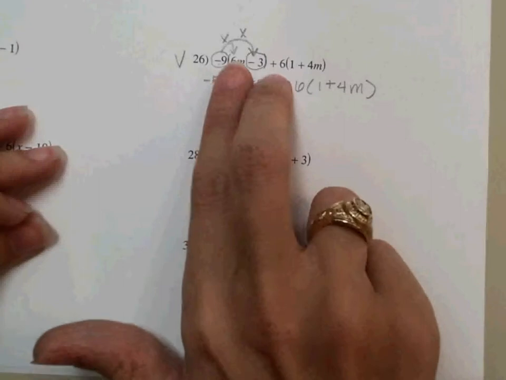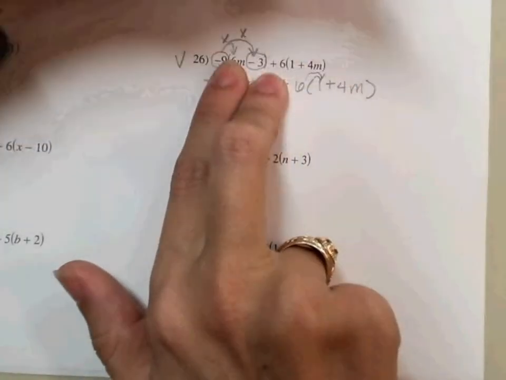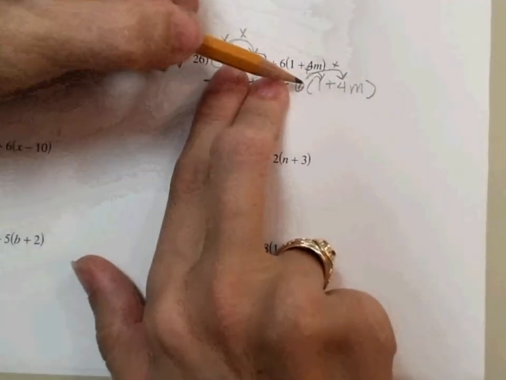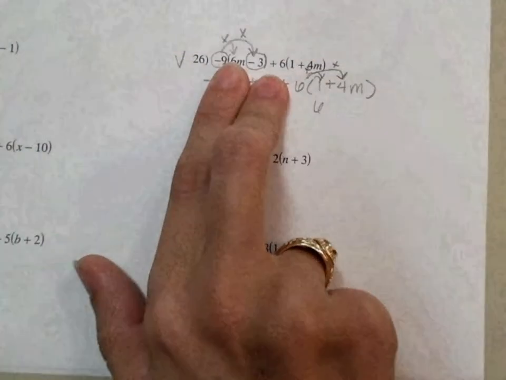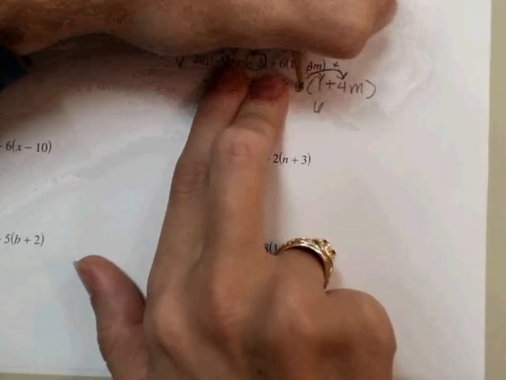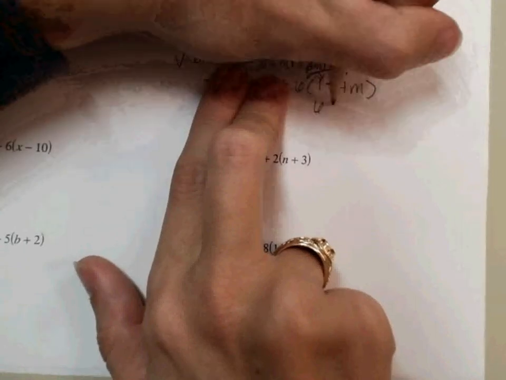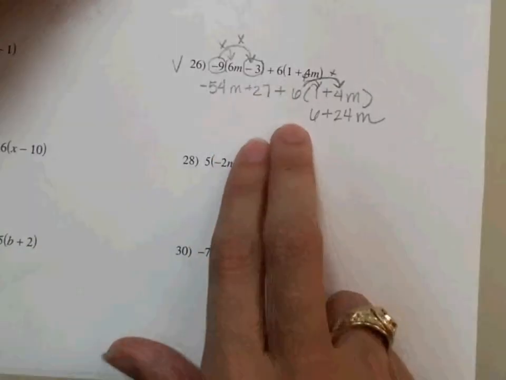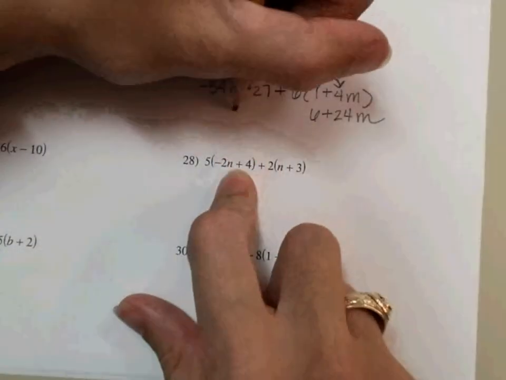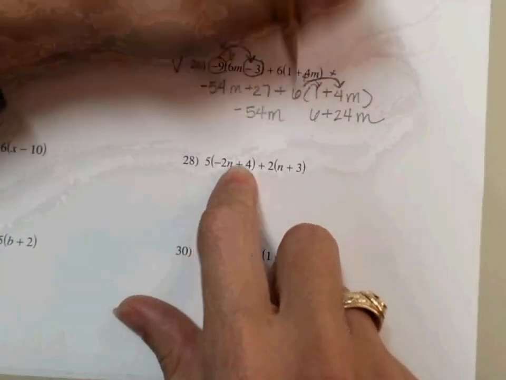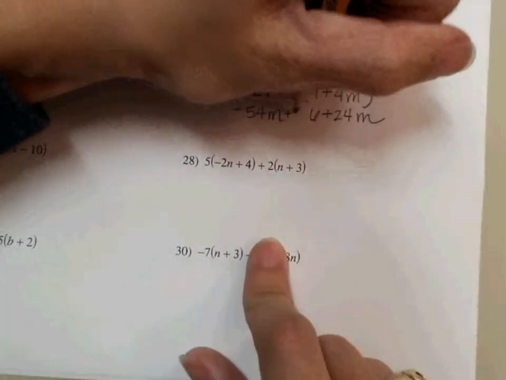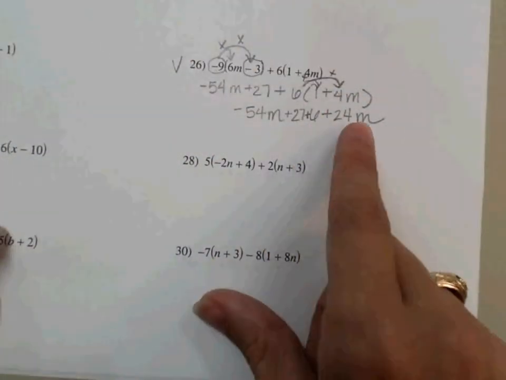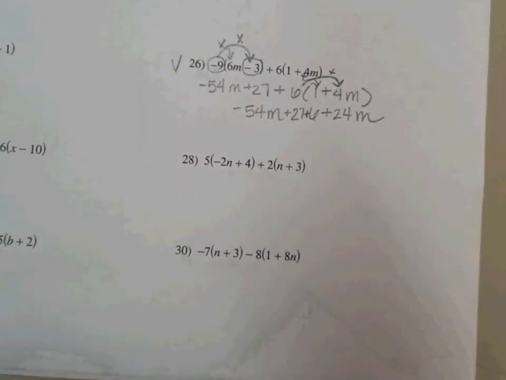Taking care of this, I can still distribute over here. I can still do hippity, hoppity, distributive property. These arrows mean to multiply. So 6 times 1 is 6. Now the next arrow, 6 times 4m. 6 times 4 is positive 24, and don't forget about your m. Now I'm going to bring down everything I have not done yet from the line above. Negative 54m plus 27 plus 6 plus 24m.